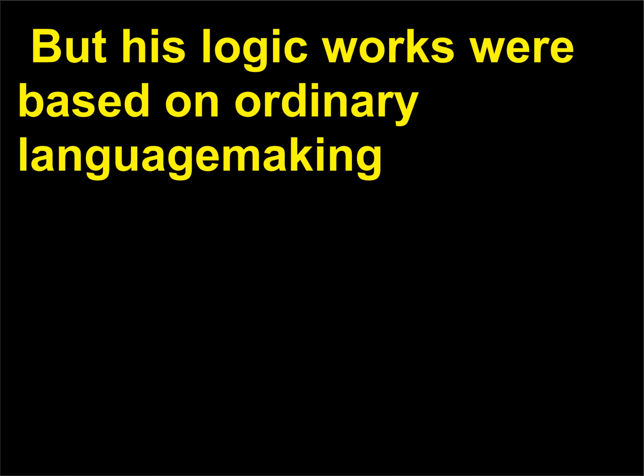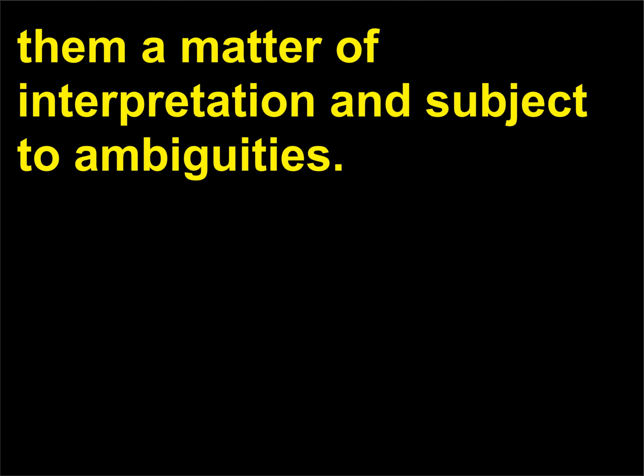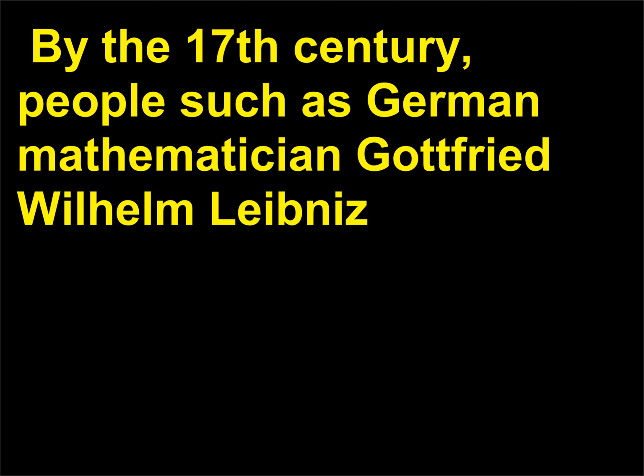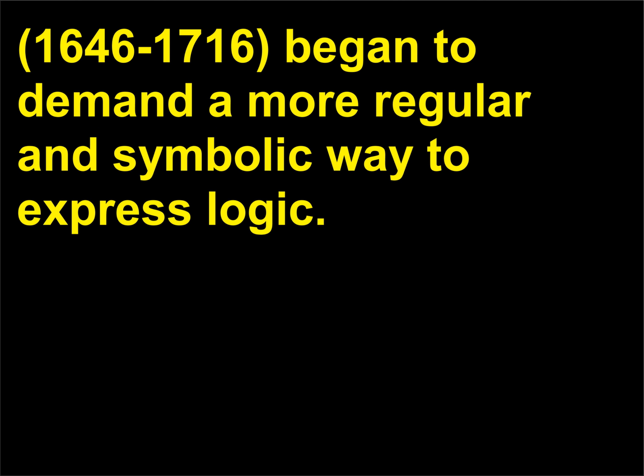But his logic works were based on ordinary language, making them a matter of interpretation and subject to ambiguities. It was not until the development of calculus that most of mathematics was put on a logical foundation. By the 17th century, people such as German mathematician Gottfried Wilhelm Leibniz, 1646 to 1716, began to demand a more regular and symbolic way to express logic.